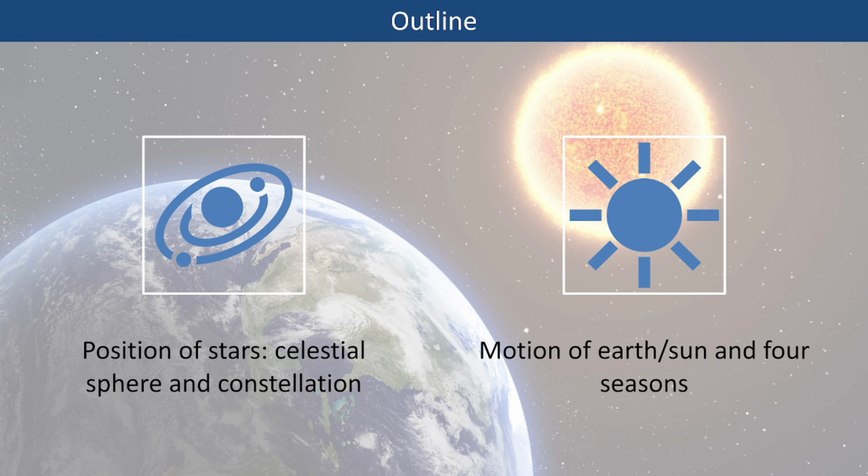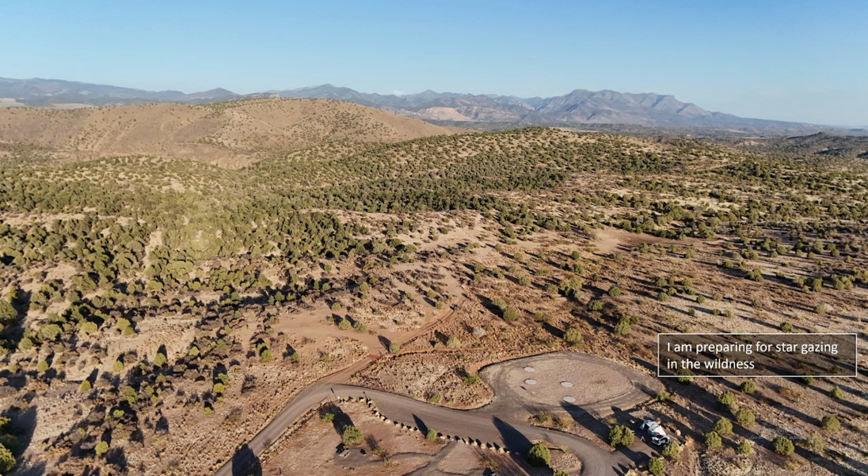Here is our plan today. For the majority of the time, we're gonna focus on the position of the stars, the celestial sphere, and constellations. And for the remainder of the time, we can talk about the motion of the sun and Earth and why we have 4 seasons. So let me open by showing you my recent trip to a primitive place for stargazing.